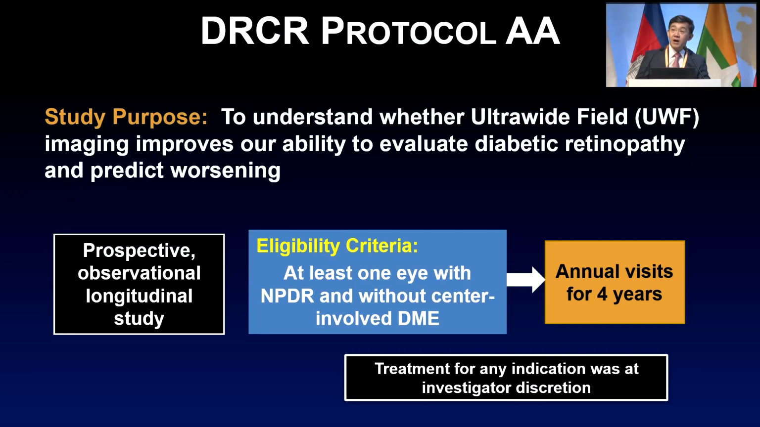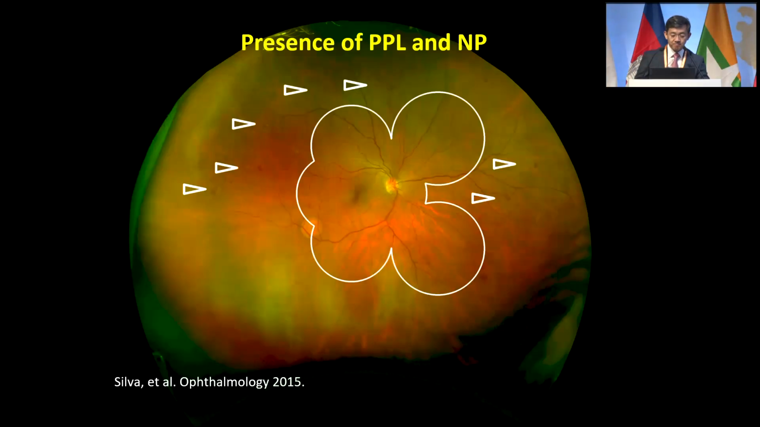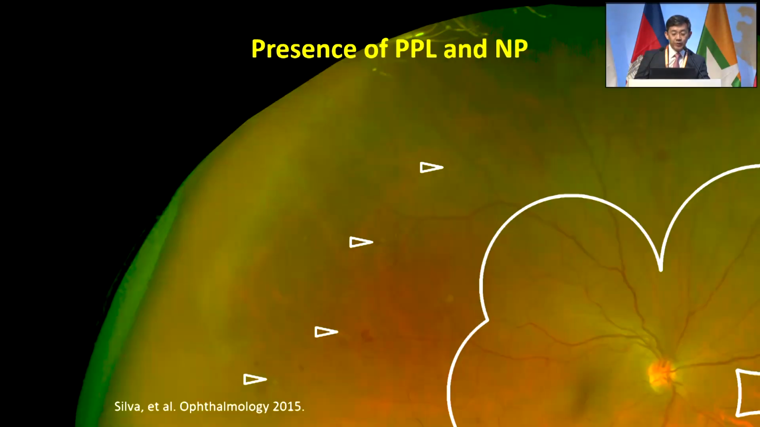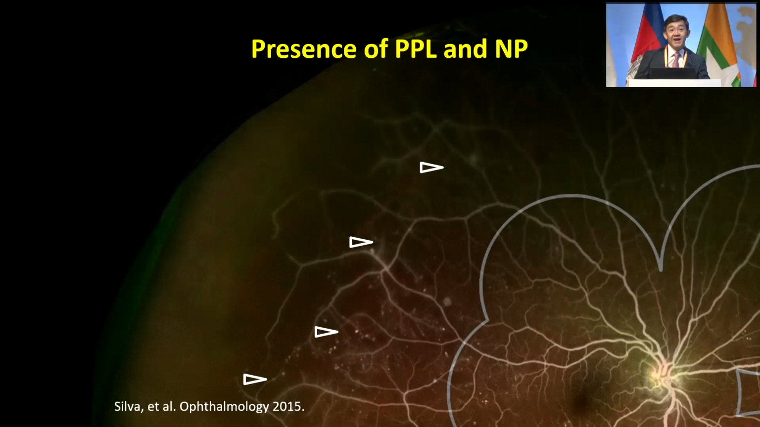So DRCR Protocol AA was a prospective longitudinal study to understand whether ultra-wide field imaging improves our ability to evaluate diabetic retinopathy and predict progression. So this is an eye wherein the areas with PPL are highlighted by the white arrowheads. Focusing on the superior temporal quadrant, you can see these lesions occur outside the ETDRS fields. With the ultra-wide field FA overlay, you can see these lesions occur at the boundary of the perfused and non-perfused retina.